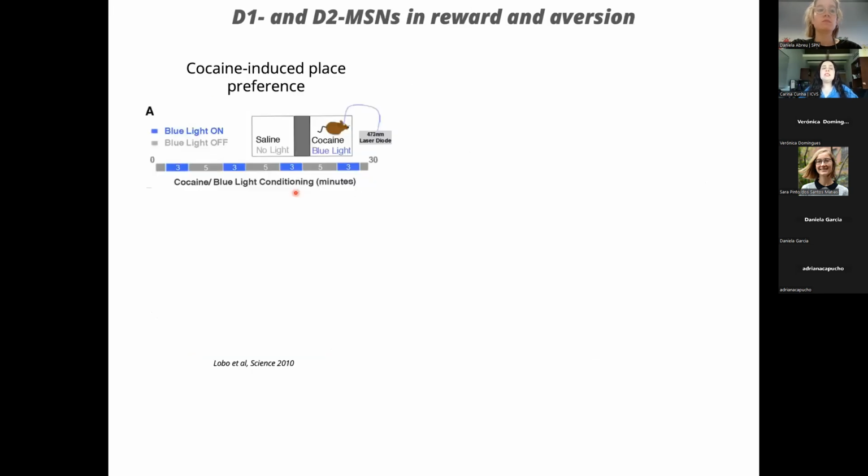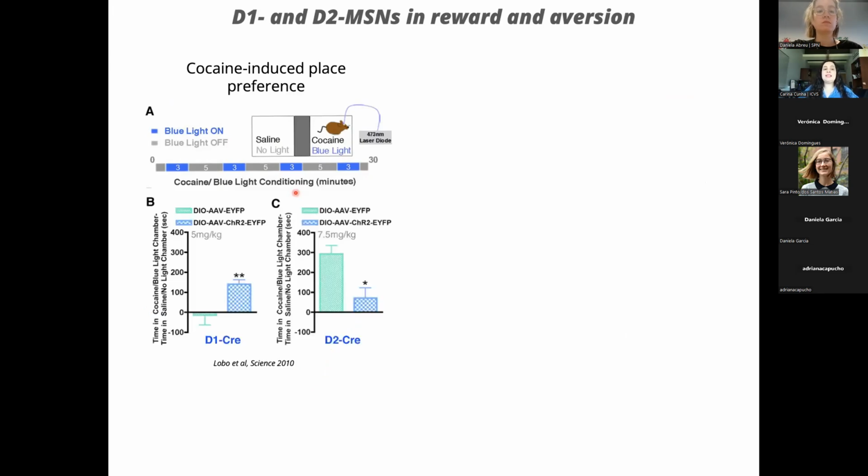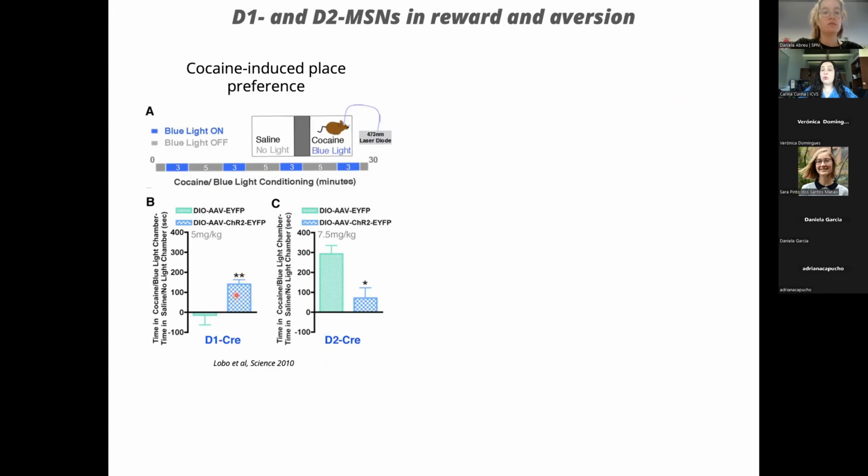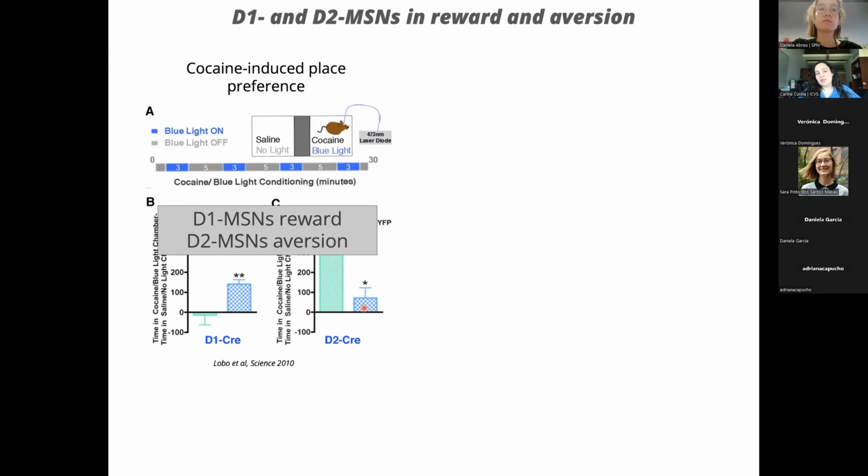However, more recent studies using optogenetics have shown that it seemed like D1 neurons would be more involved in increasing motivation or in appetitive behaviors. This was a conditioned place preference for cocaine, in which activating D1 neurons would increase preference for the cocaine side. And on the other hand, activating D2 neurons would result in the opposite. So thus suggesting that D1 neurons would be associated with reward and D2 neurons associated with aversion.